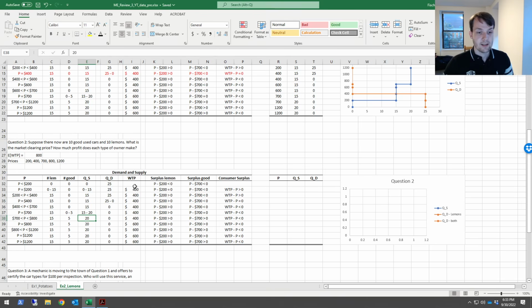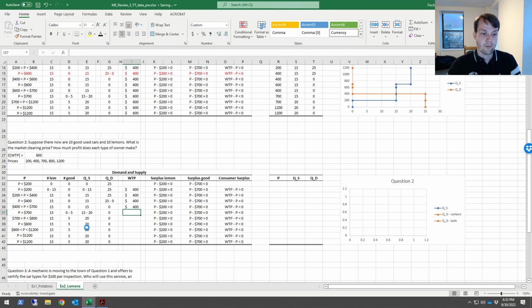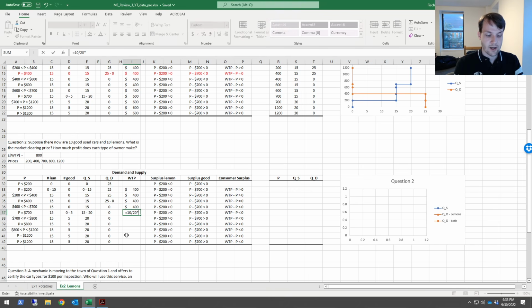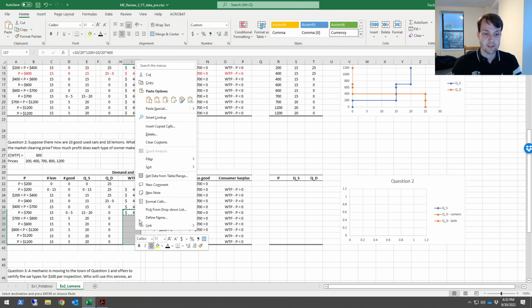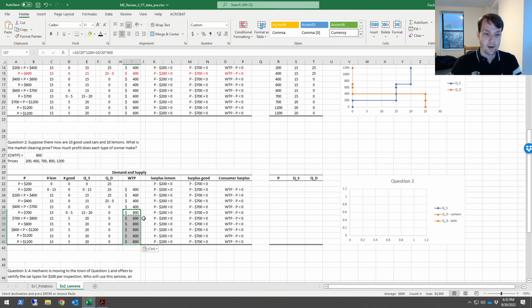Now, let's jump to the willingness to pay. Well, it's still when there are only bad cars in the market. So for all of these cases, it remains at 400 for the same reason as before. However, when there are suddenly the other cars in the market, we're going to say, well, half of the cars, 10 out of 20, are now, in the best case scenario, high quality, and 10 out of 20 are lemons. So we get this 800 willingness to pay that we know from before.